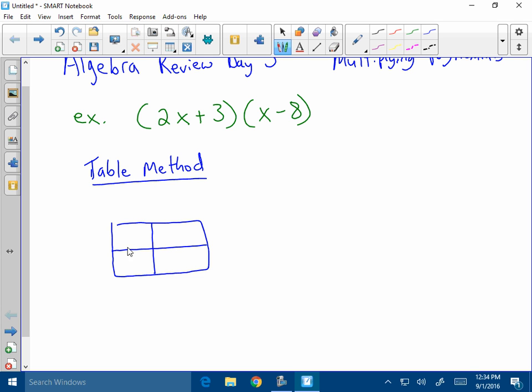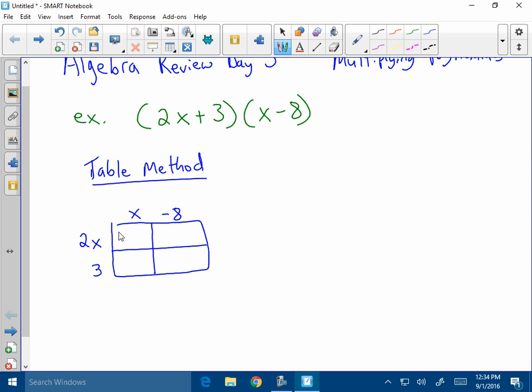So I'm going to set up this box situation here. I'm going to label with my binomials. It doesn't matter which one you put on which side. So I'm going to put my 2x plus 3 down the left, and then I'm going to do x and negative 8 for my x minus 8 on the top.